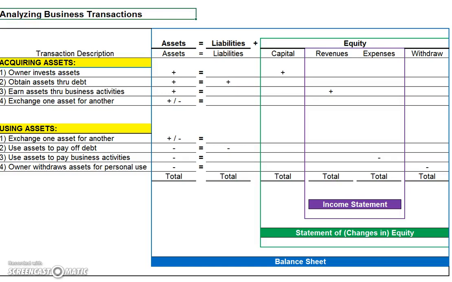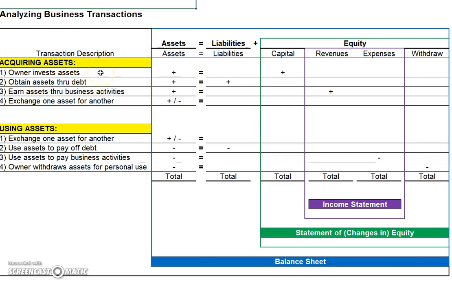This video covers a critical accounting skill called analyzing business transactions or analyzing business events. In this video, we are going to go through the 4 different ways that you can acquire an asset and the 4 different ways that you can use up an asset in business transactions.